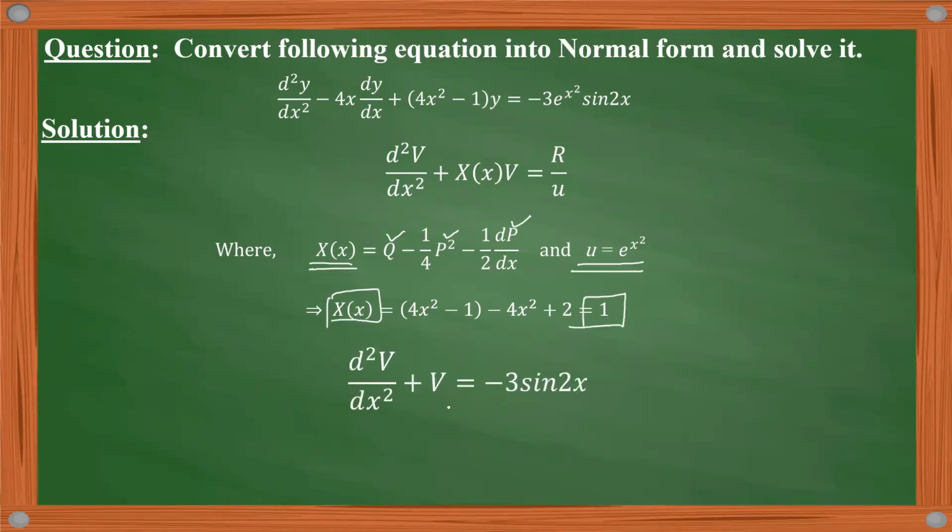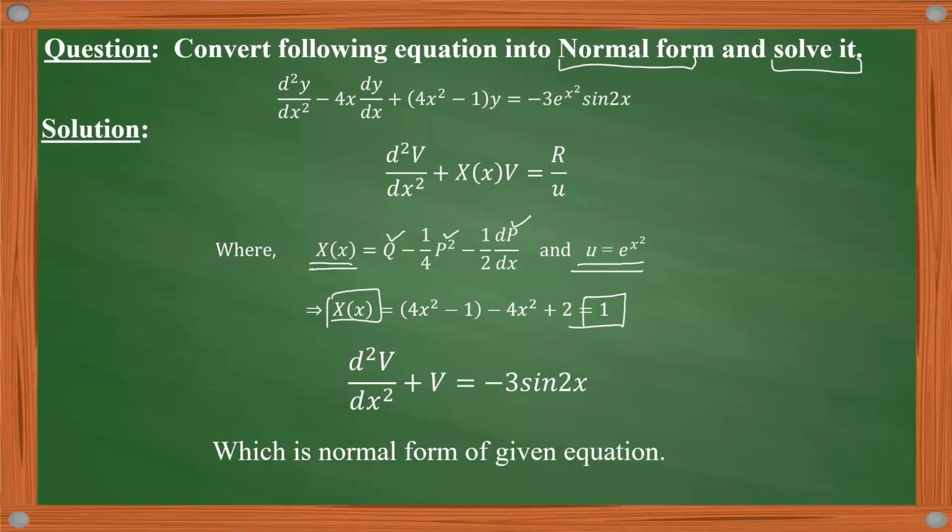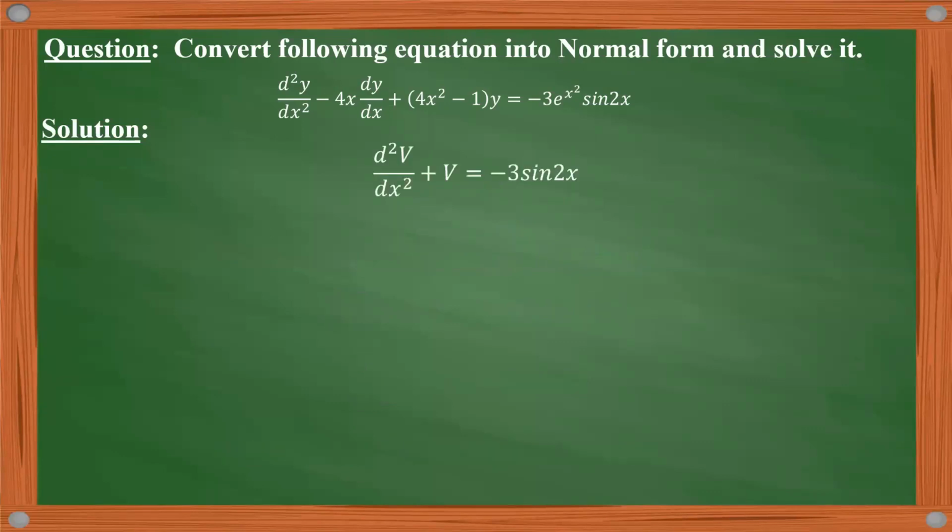So our normal form of this given equation can be written like this: d2v by dx2 plus v is equal to minus of 3 into sine of 2x. So this is the normal form of the given equation. So we are done with the first part, that is to convert into normal form. And now we are going to solve this equation.